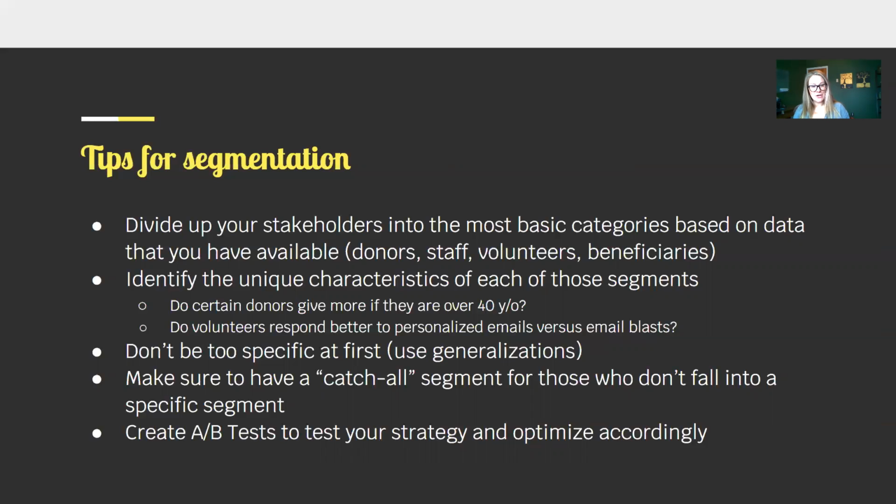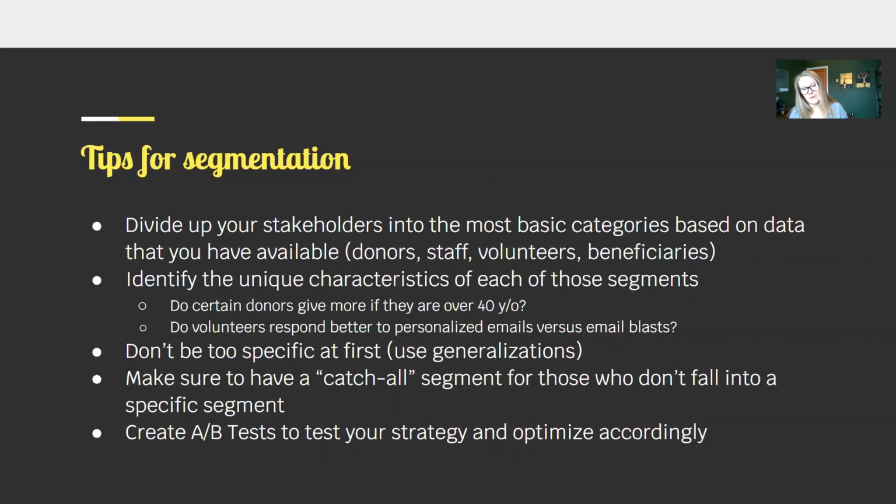Also, don't be too specific. Like I mentioned before of doing the basic categories, use generalizations. Again, if you are getting too specific too quickly without having the basics, you're going to create yourself a lot of work, and it may not be sustainable. Make sure you are creating that catch-all segment, the unknown, so that people don't fall off your communication strings. They're still getting communicated with, even if they don't fall into a particular category. They still may want to volunteer, they still may want to donate, but they just may not fall in line with a particular category that you created for those high donors or the no donors.